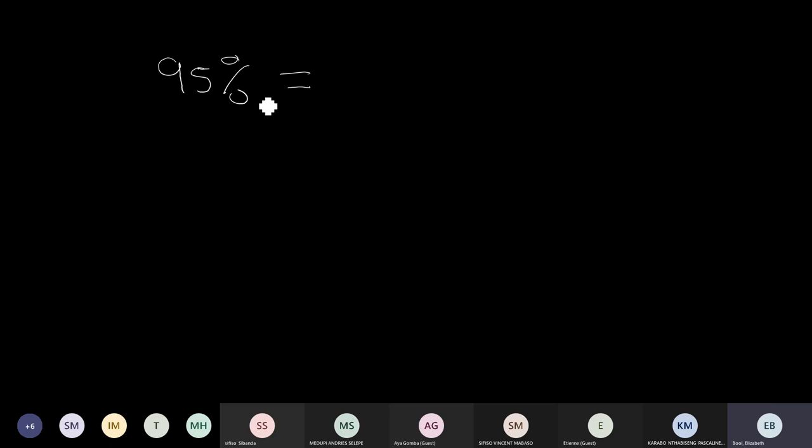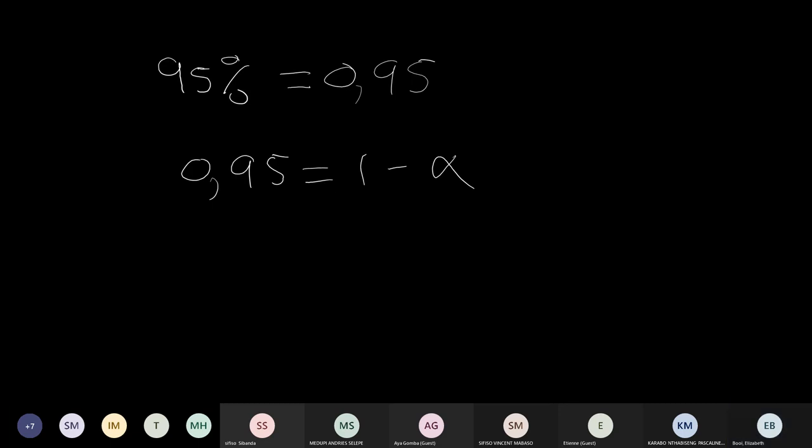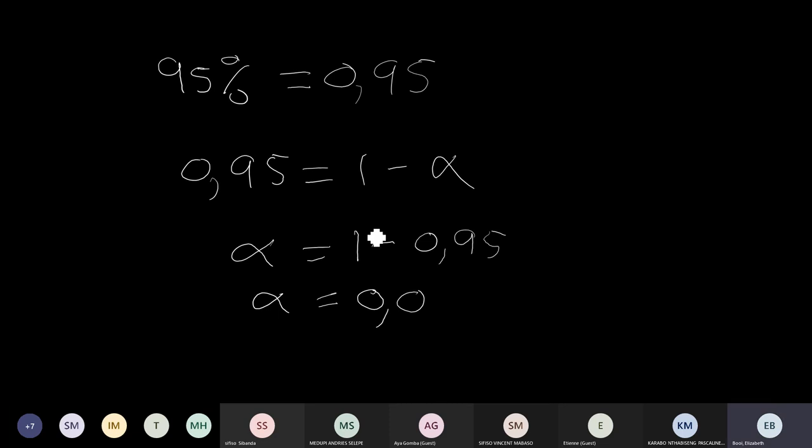So if they say at 95% confidence interval, all you need to do is convert 95% to a decimal, which is 0.95. And what we know as well is that 0.95 is the same as 1 minus alpha. Remember that. It is your confidence level. Then we need to solve for alpha. Since alpha is negative on this side, we can bring it to this side, and it will be positive. And we can bring 0.95 to the other side, then it will be 1 minus 0.95. And our alpha will be equal to 0.05. That is our level of significance.